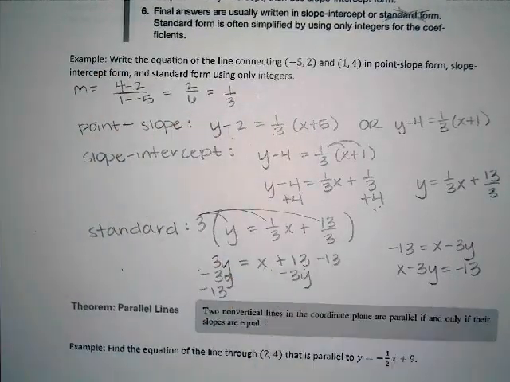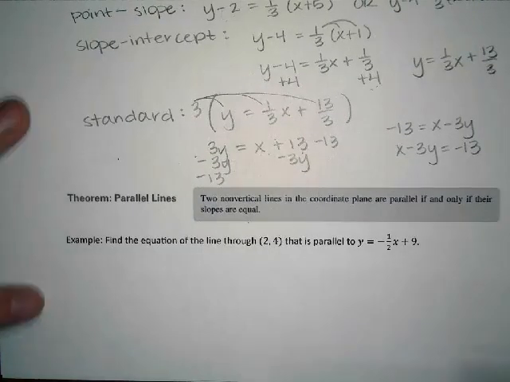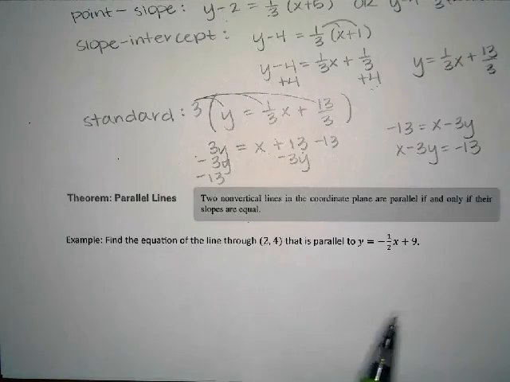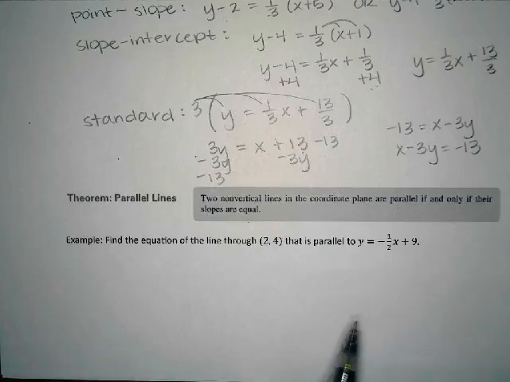Okay. Parallel lines. Hopefully this is familiar to you as well. Two non-vertical lines in a coordinate plane are parallel if and only if their slopes are equal. And really, vertical lines have equal slopes too. It's undefined and undefined, so they're being silly there.